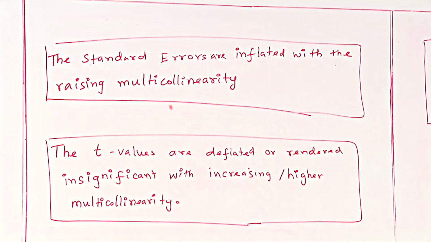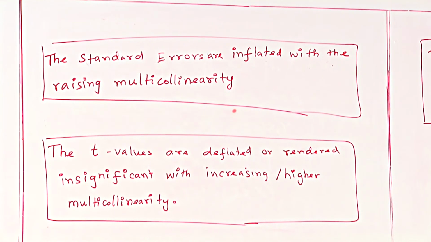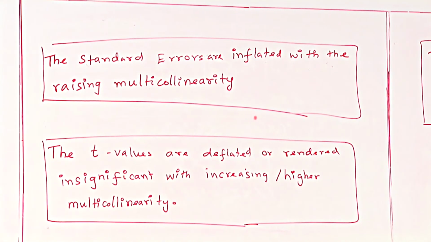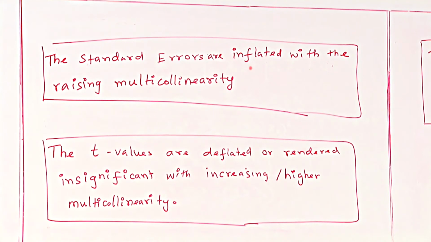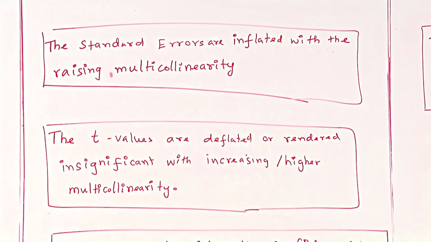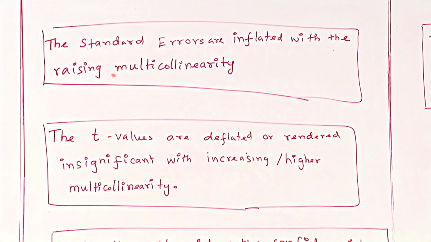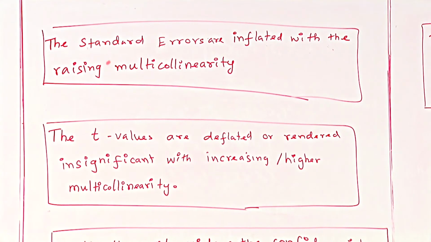We already know VIF is directly related to the multicollinearity, or the correlation between the independent variables, and so the standard errors of the individual regression coefficients are inflated with the rising multicollinearity. So, that is the first result we can derive. The multicollinearity is directly affecting the standard errors of the respective individual regression coefficients.